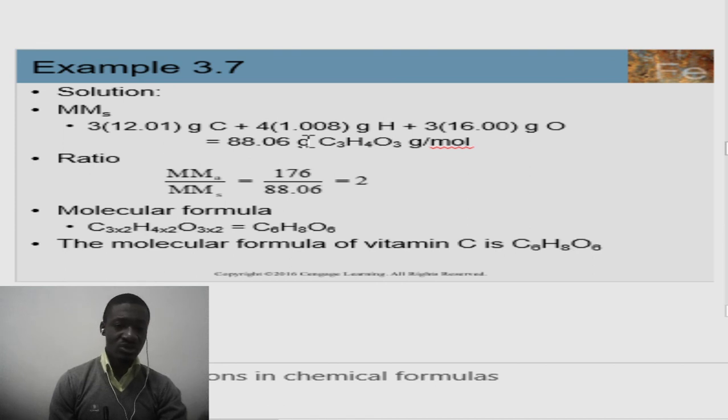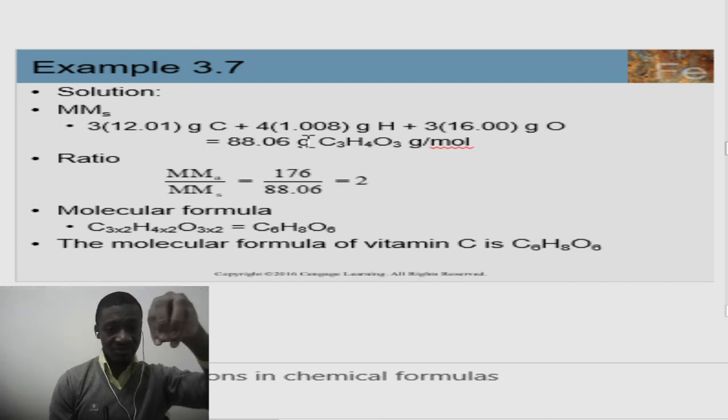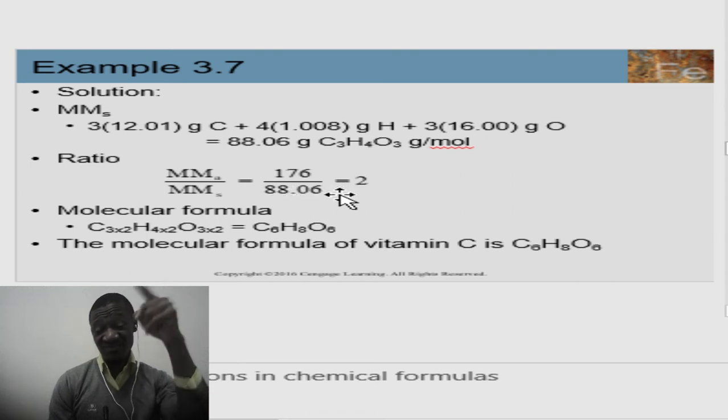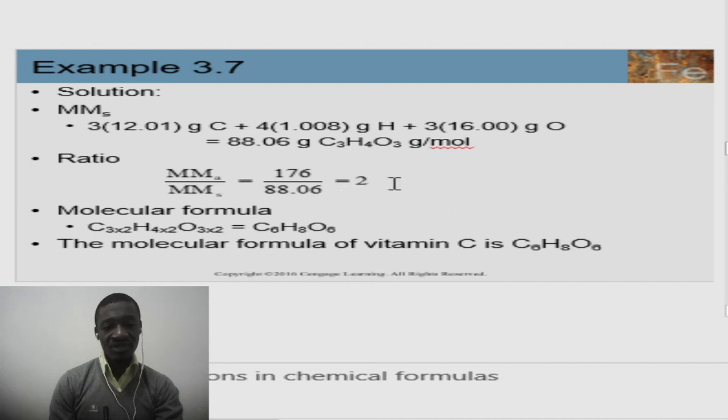We multiply 3 to 12 to get the total mass of carbon, total mass of hydrogen, total mass of oxygen. Add them together, we'll have 88.06 of the whole simplest formula, the molecular mass of the simplest formula. And then we take the 176 and divide it by the 88.06, 176 that was given to us in the question. And when we divide that through, we get 2. So it means that the 2 is that value that we multiply through the simplest formula to get the molecular formula for vitamin C. And when you do that, you have C6H8O6. That's the molecular formula.